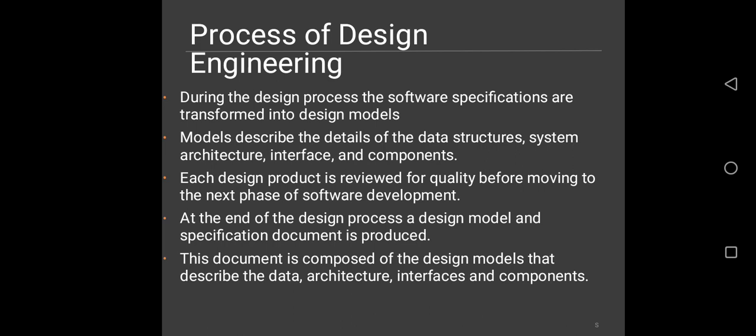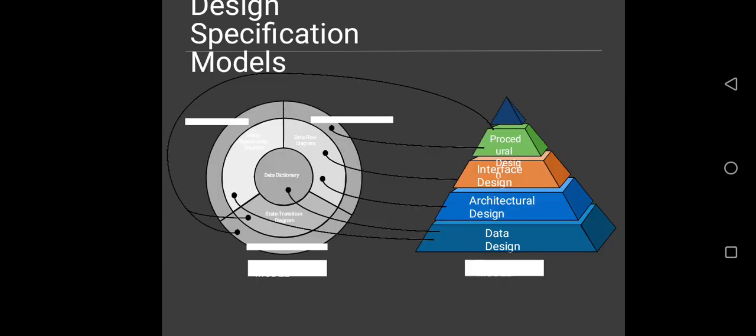This document is composed of the design models that describe the data, architecture, interfaces, and components. Design specification models: actually the collection of requirements is converted into data design, architectural design, and interface design. Interface design means data is going to be moved between two modules, so this interface must be defined very clearly.